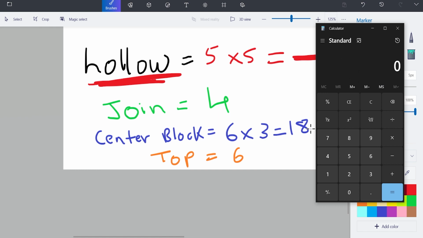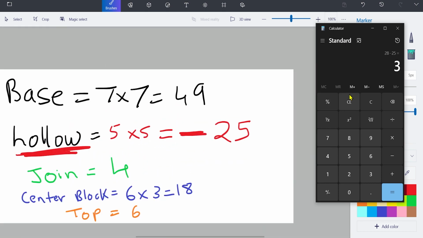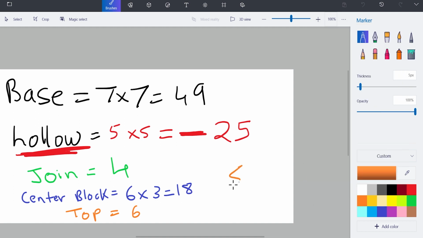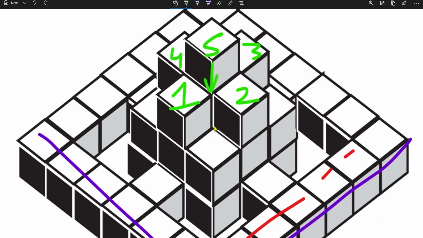Let's add it up and check. So we have 6 plus 18, that's 24, plus 4 again, minus 25, and then we add the 49, gives us 52, perfect answer. So that's how you can segment this with the base, then hollow, then the joining pieces, the center block, and the top piece which is there. So this one is also solved.